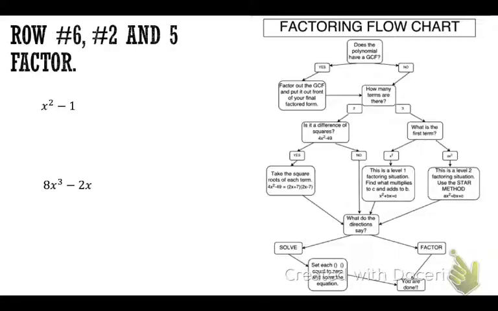So x squared minus 1, looking for a greatest common factor, and we do not have one. So that is a no. How many terms are there? Well, there are 2 terms. So is it a difference of squares? Well, I can square x to get x squared, and I can square 1. So yes, it is. So I'm going to take the square root of each term. So x, and it'll be 1 will be added and 1 will be subtracted.